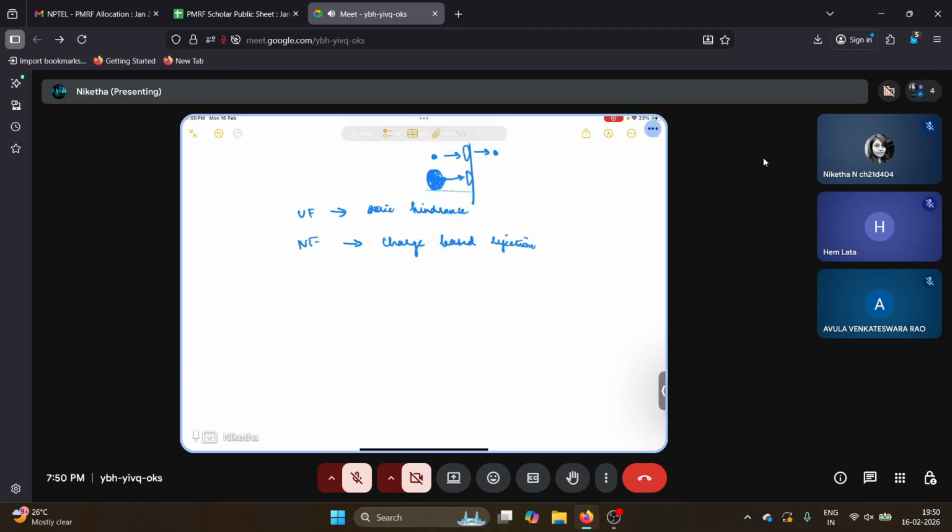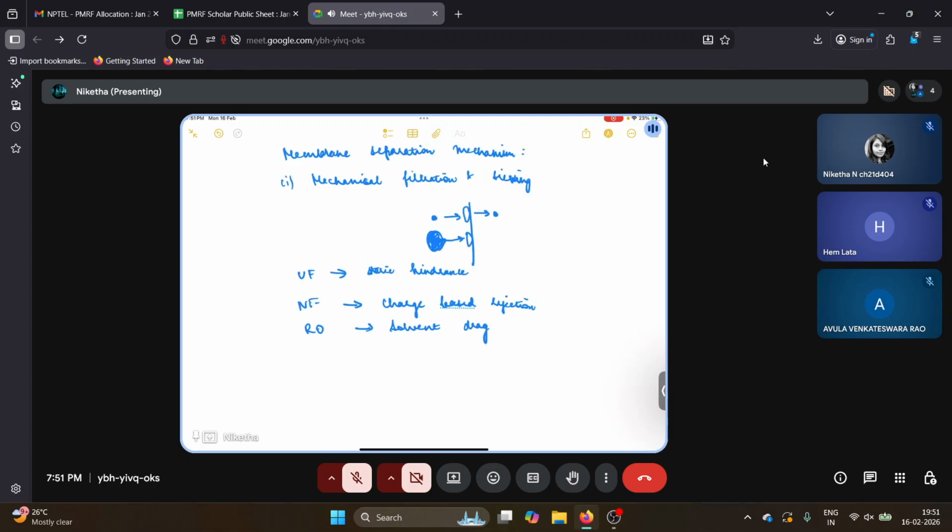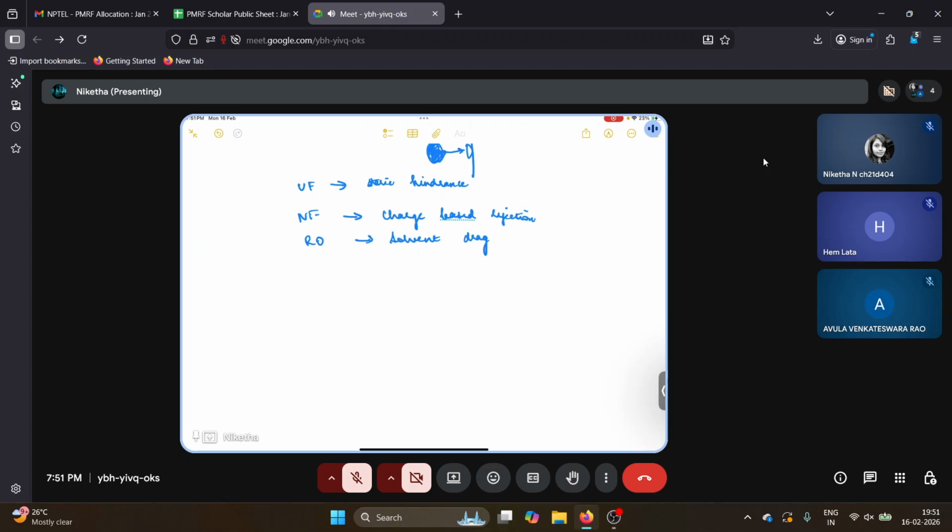And for RO, there is size exclusion along with solvent drag. Other than the mechanical filtration, there is also a drag force by the liquid which is flowing. This will tend to drag the pollutant through the membrane or through the pore.